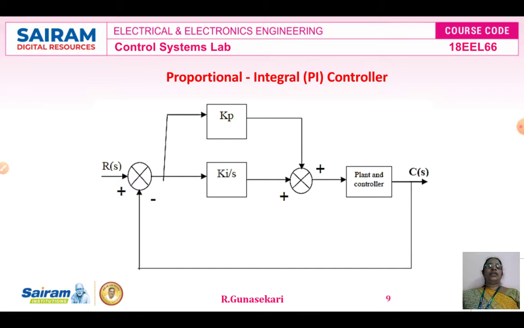Similarly, the proportional integral controller, that is PI controller, you see the proportional is the Kp, the integral is the Ki by S, both are in parallel and then combined together in the comparator. So here also the input is R of S, the output is C of S.